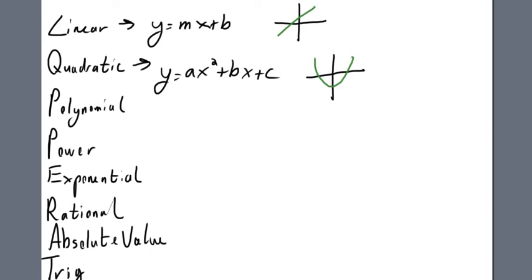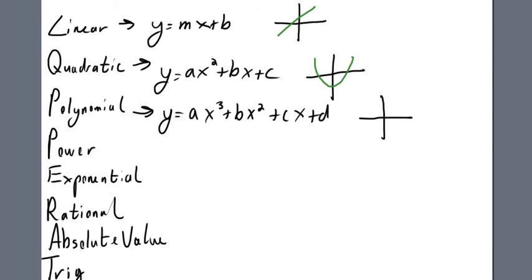Polynomial is basically an expanded form of a quadratic with a higher exponent. So I'm just going to go y equals ax cubed plus bx squared plus cx plus d. And since this is an exponent of 3, it's going to look something like this. Remember, the exponent tells you how many directions you are going. Exponent of 2, down then up. Exponent of 3, up then down then up.